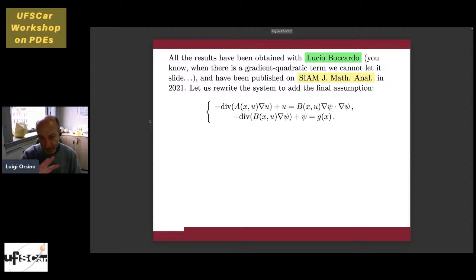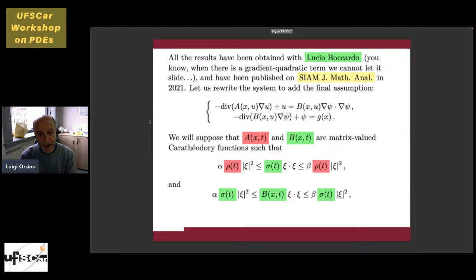And so this is the system, I quote it again, and let me add the final assumption. As I said, A and B are matrix valued, they are Carathéodory, measurable in X and continuous in U, and are controlled from above and from below by, there is a mistake in the first formula. It's not sigma of t in green, of course, it's A of x and t, as there is B in the second one, are controlled from above and from below by some functions, rho of t and sigma of t.